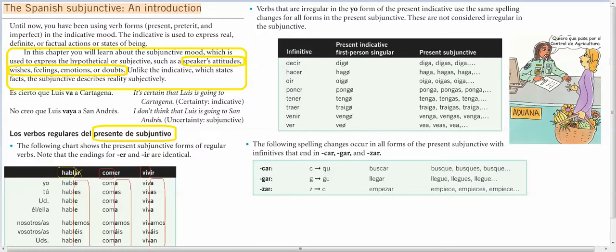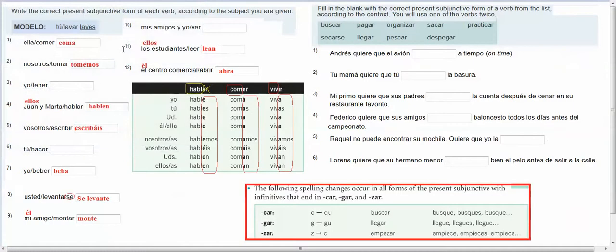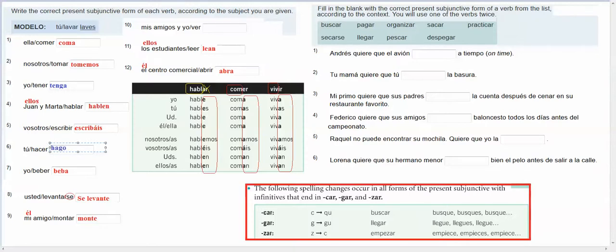Okay, so if we go back out here, we have tener. The yo form of tener is tengo. Tengo. I drop the O. Tener is an ER verb, so I go up here to yo. Here's my ER. I add an A. Tenga. Down here, hacer in the yo was hago. I drop the O. It's an ER verb, so for tú with an ER verb, I would add an AS.